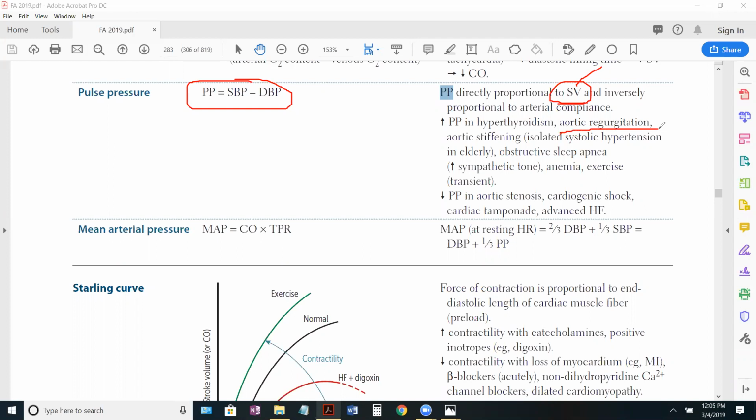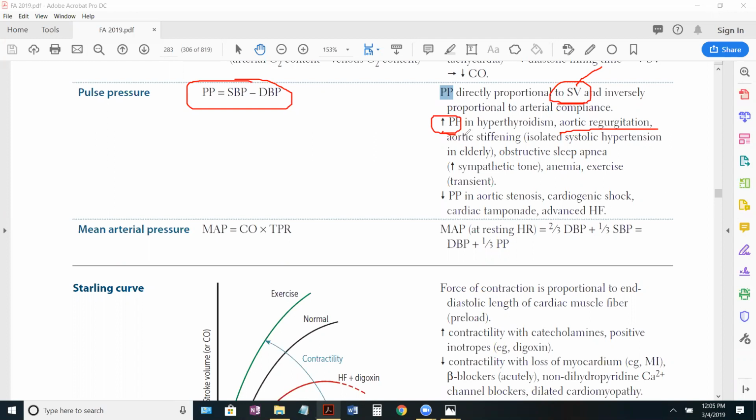and gives rise to physical signs. You will see bounding pulses. Just feeling the heart beating too much does not mean the patient's pulse pressure is high. It can, but it may not. Feeling of the heartbeat is not a specific indicator of high pulse pressure.